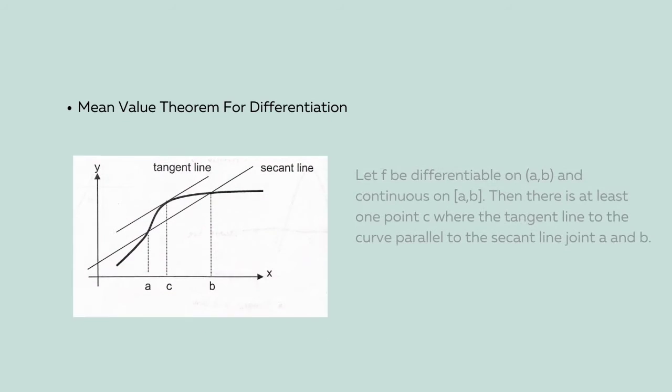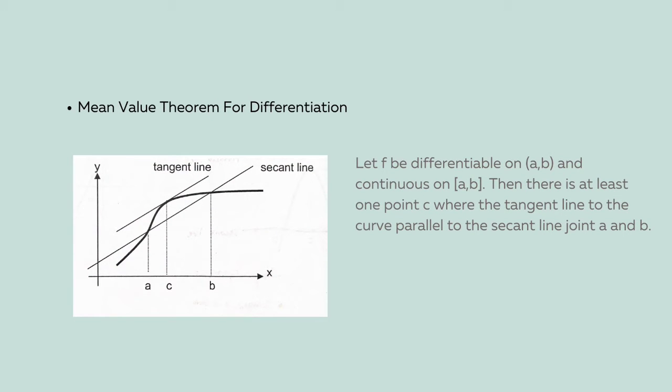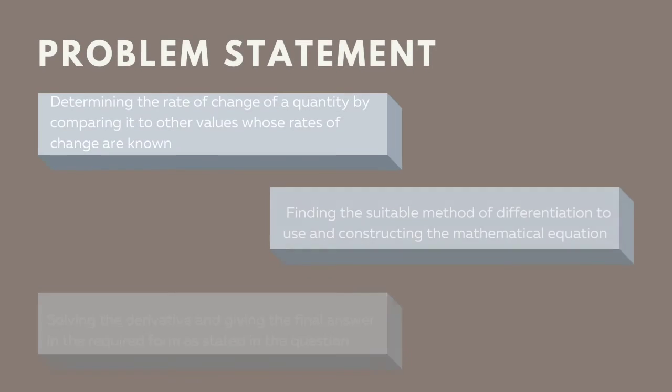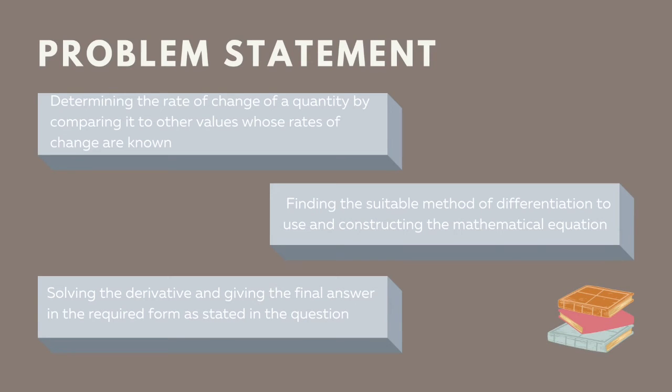For the mean value theorem for differentiation, let f be differentiable on (a, b) and continuous on [a, b]. Then there is at least one point c where the tangent line to the curve is parallel to the secant line joining a and b. Moving on, these are the problem statements for related rates.